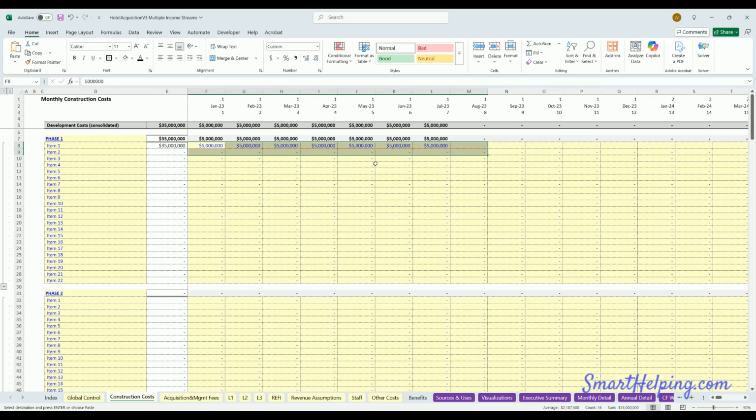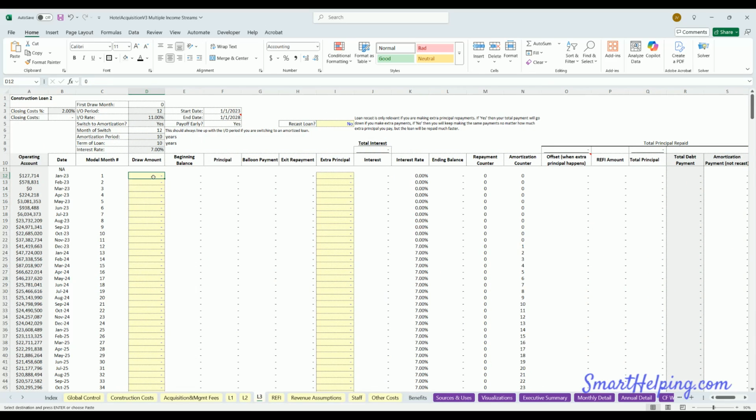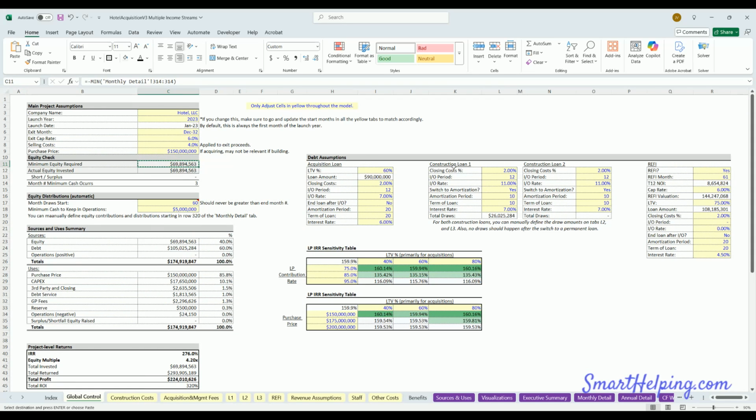So construction costs, and again, this logic is the same. As you put in costs for all the different phases, it hits the cash flow, and you can manage it. You can do two separate lines of credit here, or construction loans as you're drawing. Again, you can configure the assumptions about those loans on the global control tab here: interest rates and then terms when you switch over to a permanent.